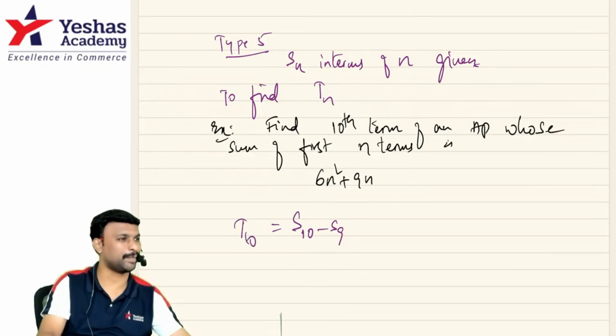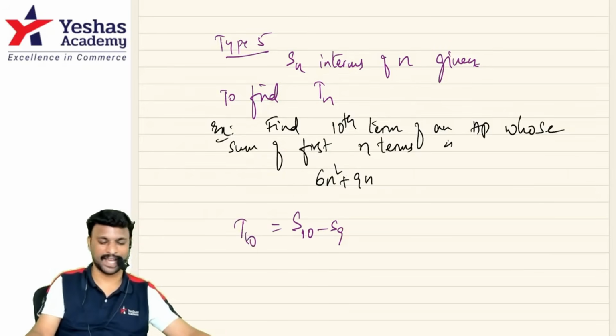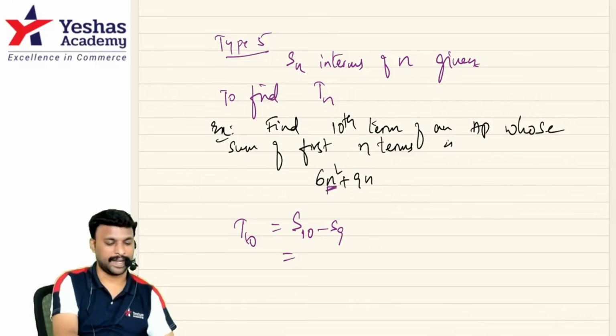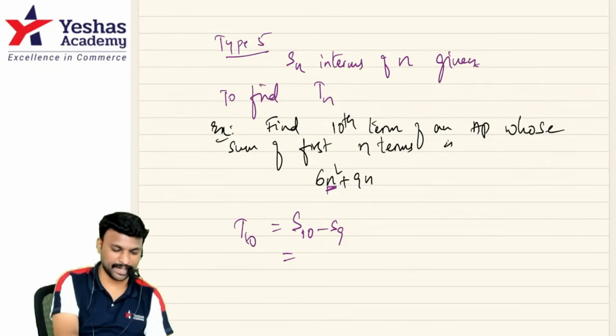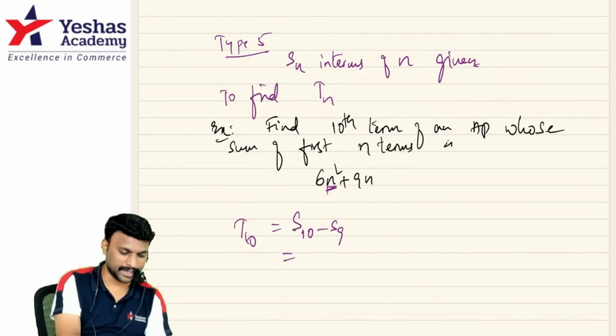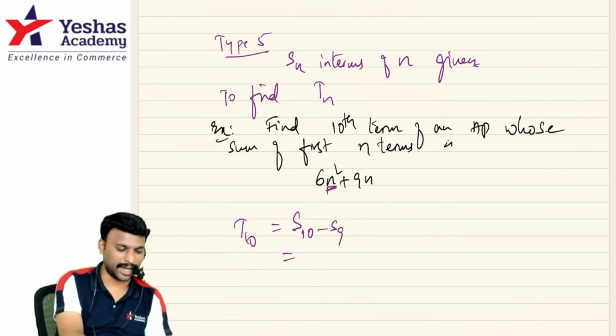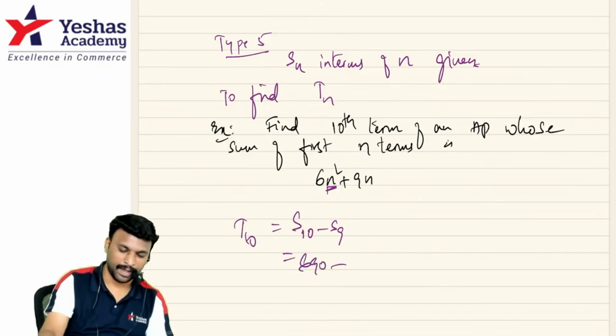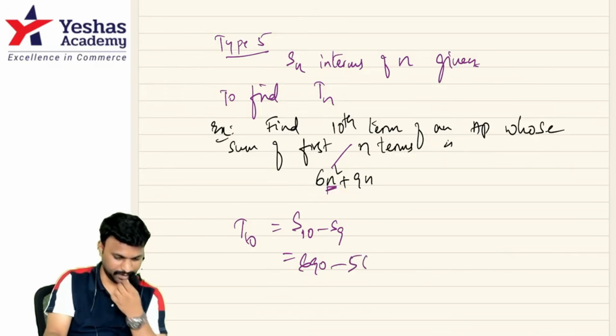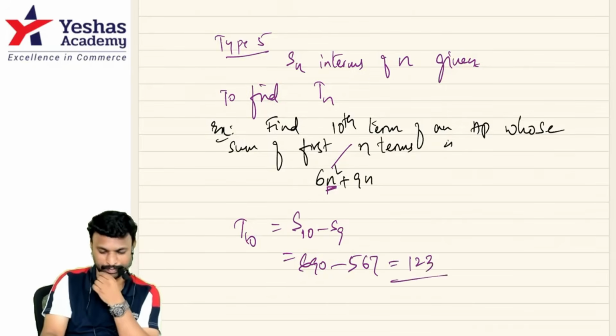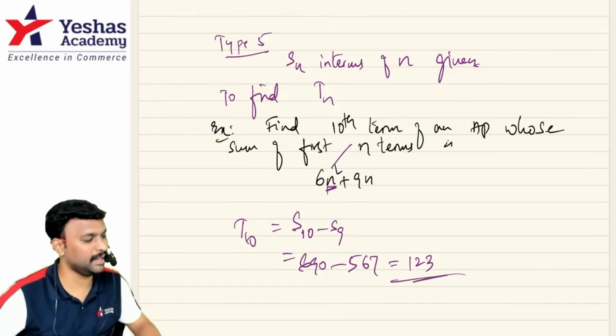You're asked to find T10. What is it? S10 minus S9. Compute S10: 10 square is 100 into 6m plus 9 into 10 m plus MRC, which is 690. Next, 9 square is 81 into 6m plus 9 into 9m plus MRC. How much? 567. That gives you 123.